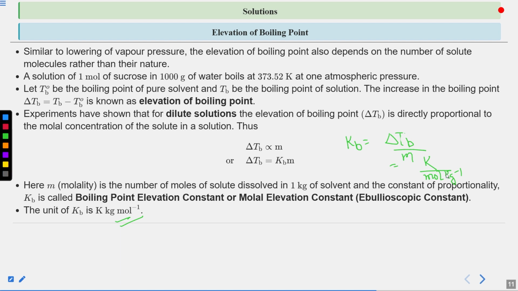Now remember that this Kb is only dependent upon the solvent. So if you change the solvent, you will change the Kb. If you change the solute, you don't change the Kb. Remember this thing.